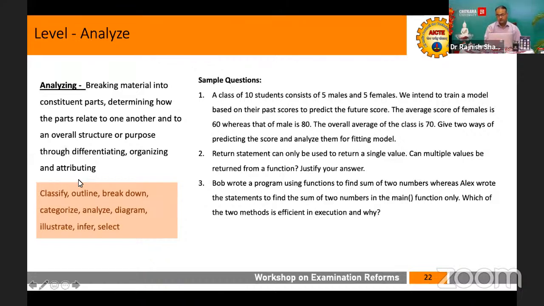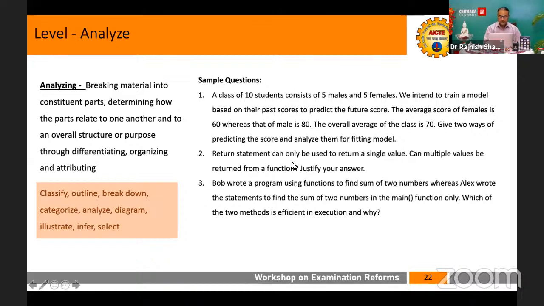Some sample questions likewise: a class of 10 students consists of 5 males and 5 females. We intend to train a model based on their past scores to predict the future score. The average score of females is 60, whereas that of males is 80. The overall average of the class is 70. Give 2 ways of predicting the score and analyze them for the fitting model. Beautiful problem statement. Typical problem pertaining to the analyze level of Bloom's taxonomy.